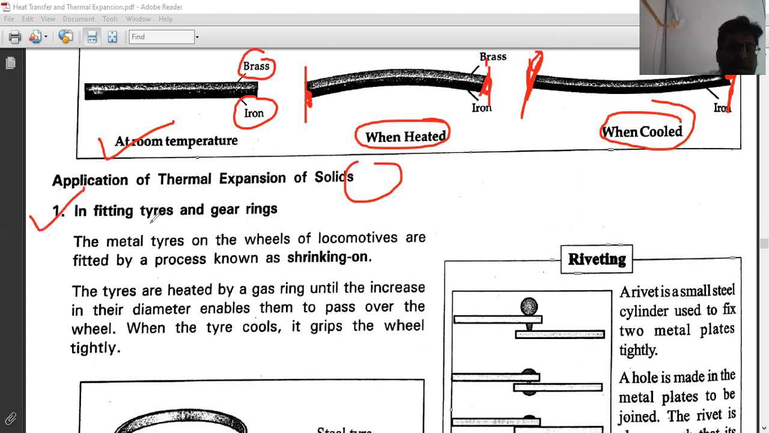So, application of thermal expansion of solids. In fitting tires and gear rings, the metal tires on the wheel of a locomotive are fitted by a process known as shrinking on. The tires are heated by a gas ring until the increase in their diameter enables them to pass over the wheel. When the tire cools, it grips the wheel tightly, right? So to fit the tire on the ring, it is first heated. Then when it is fitted, it's allowed to cool down so that it grips the wheel.